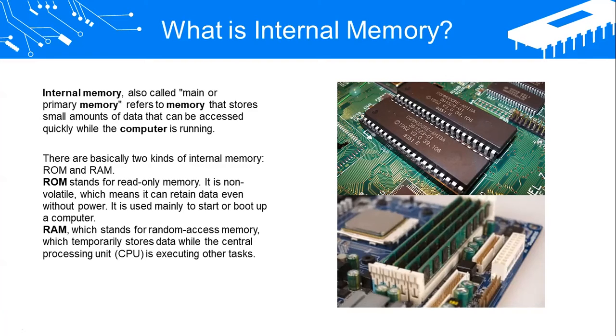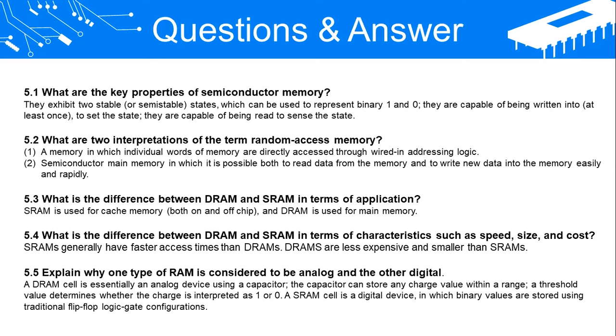I will explain more deeply several questions from the computer architecture book that were already given by my lecturer. So here are several questions and my answers. The first question is, what are the key properties of semiconductor memory? My answer is they exhibit two stable or semi-stable states, which can be used to represent binary 1 and 0. They are capable of being written into at least once to set the state. They are capable of being read to sense the state.